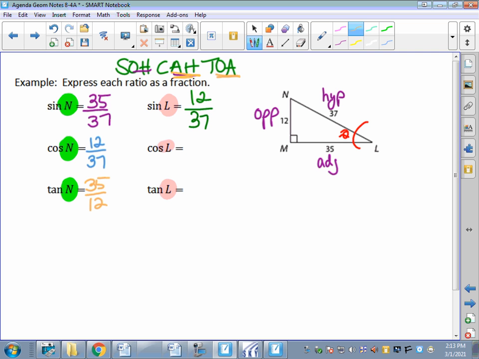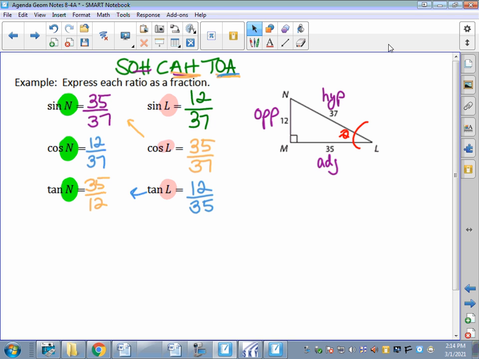Cosine of L is adjacent over hypotenuse. So that one becomes 35 over 37. Again, not a coincidence that it's the same as the sine of the other angle. And tangent is opposite over adjacent. So 12 is my opposite over 35. Not a coincidence that it's the reciprocal of the tangent of the other angle.